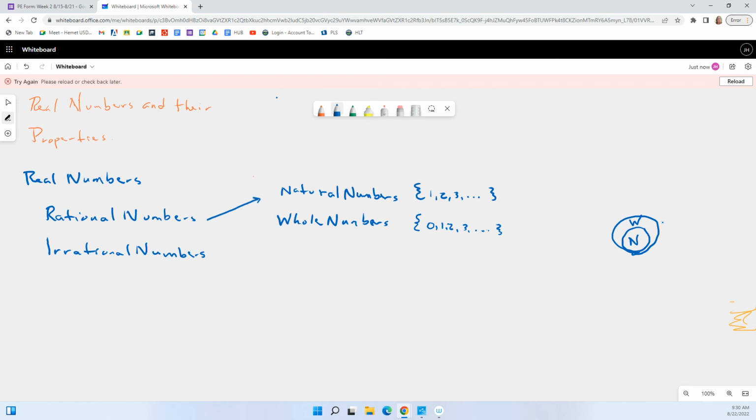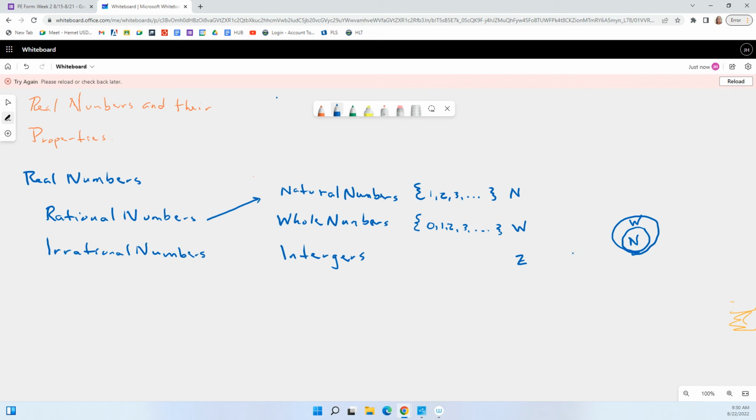Our next set is the integers. Notice I used an N for the natural numbers and a W for the whole numbers. What do you think I would use for the integers? Here's a little hint: you're going to be wrong. You would think it would be an I, but it is not. For the integers, we use the letter Z.